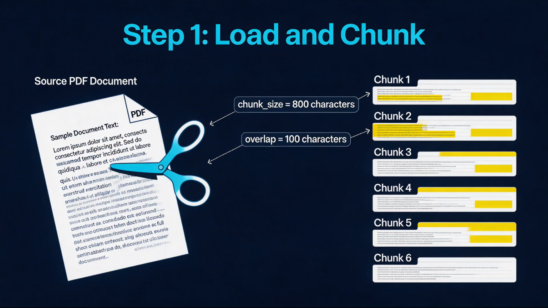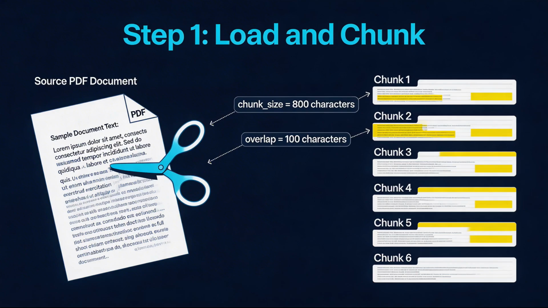Step 1. Load and chunk. We use LangChain's PDF loader to read in our documents, then split them into smaller passages using a recursive text splitter. The key settings are chunk size and overlap. Chunk size of 800 characters is the sweet spot, large enough to preserve context, small enough for precise retrieval. Overlap of 100 characters means if a key concept spans the boundary between 2 chunks, both chunks capture it.